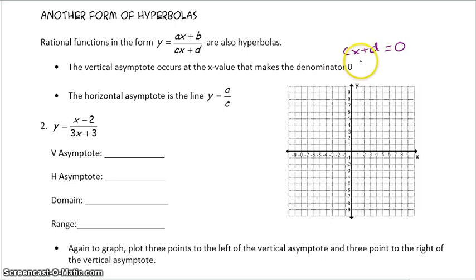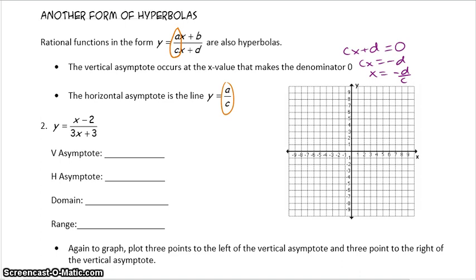And so if we were to do that, we would get cx equals negative d. So x is going to be opposite of d over c. That's just the generic, if you were to plug in these values, that's what you would get for your vertical asymptote. And our horizontal asymptote is the line y equals a over c. So if you notice a and c, those are our coefficients that are in front of our x there. So that's where that comes from.